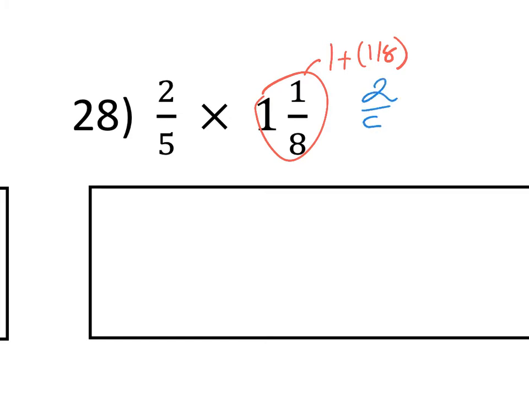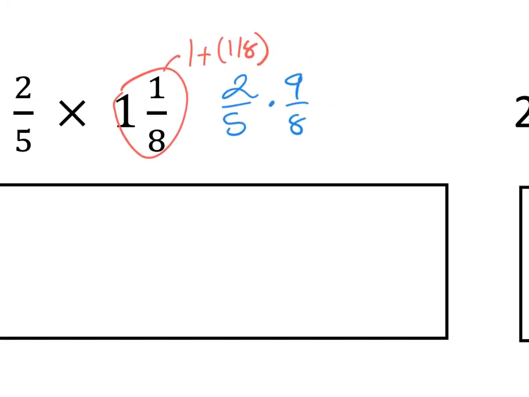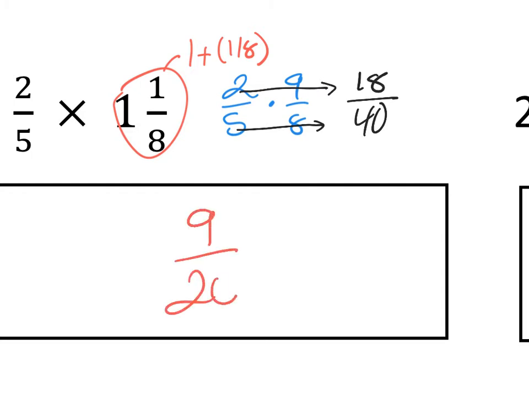So we'll have 2 over 5 times 9 over 8. And now with multiplication, we just multiply straight across. So 2 times 9 is 18, and 5 times 8 is 40. And then we double check, see if we can reduce that anymore. Do 18 divided by 40 in your calculator, then math, enter, enter, and it will reduce it down to 9 over 20 for your final answer.